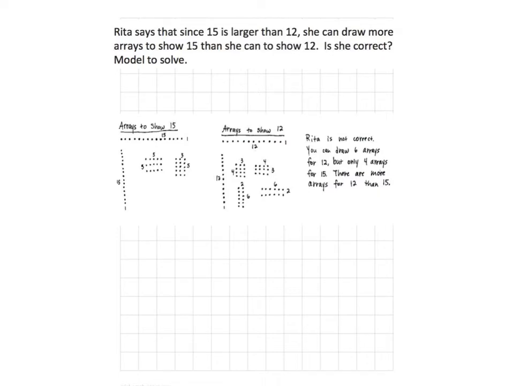So here, boys and girls, you can look at my arrays for ways to show 15 and arrays to show 12. And we notice that there are 1, 2, 3, 4 ways to show 15, and 1, 2, 3, 4, 5, 6 ways to show the product of 12, or the total number of 12. So we know that Rita is incorrect. You can draw 6 arrays for 12, but only 4 arrays for 15. There are more arrays for 12 than 15.